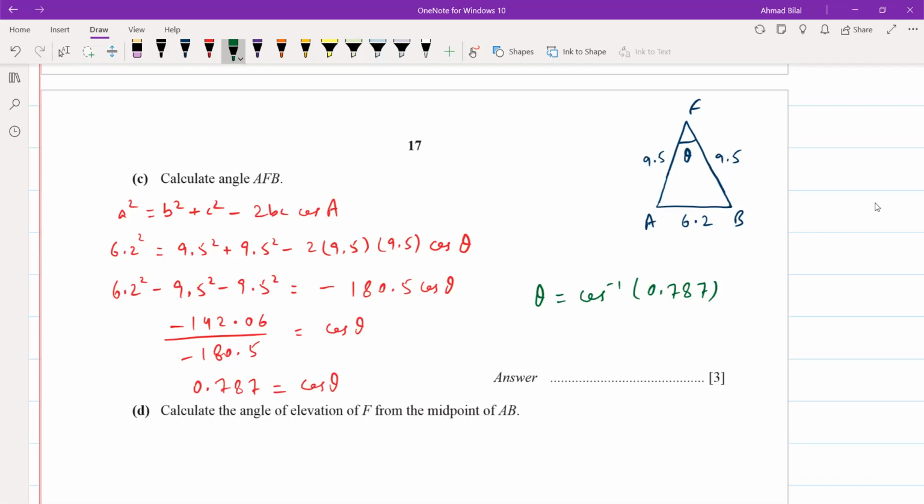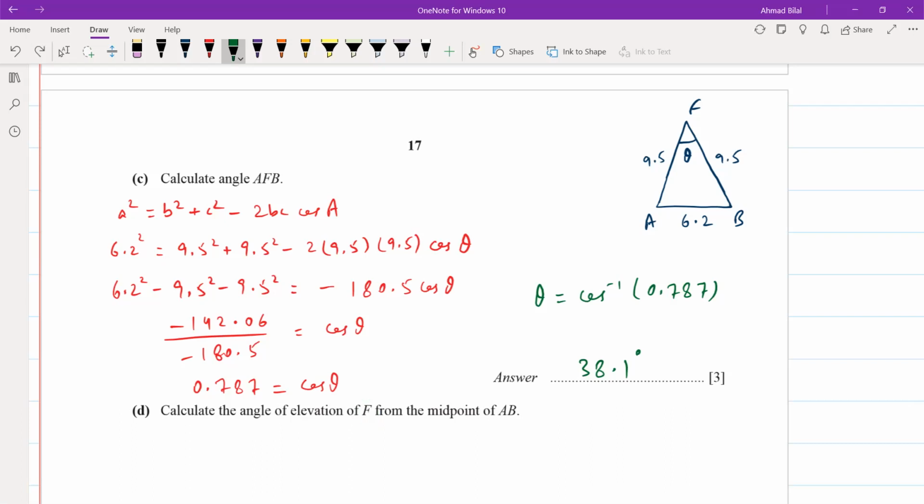So this angle turns out to be 38.1 degrees for me. Okay, आपके पास वो angle आ गया जो आपको figure out करना था just using the cosine rule. Then it says calculate the angle of elevation of F from the midpoint of AB.